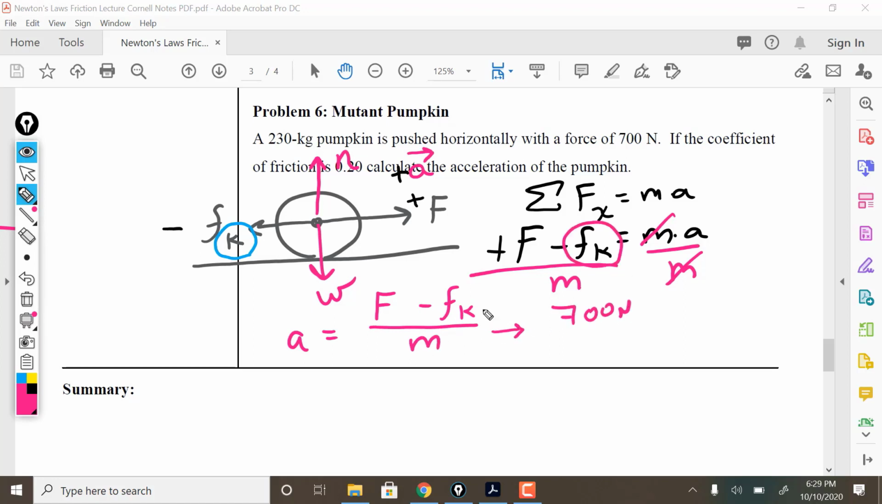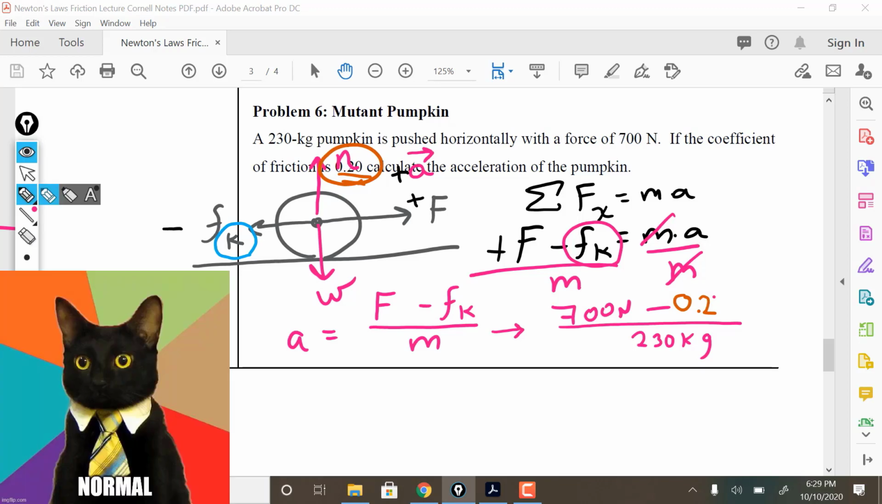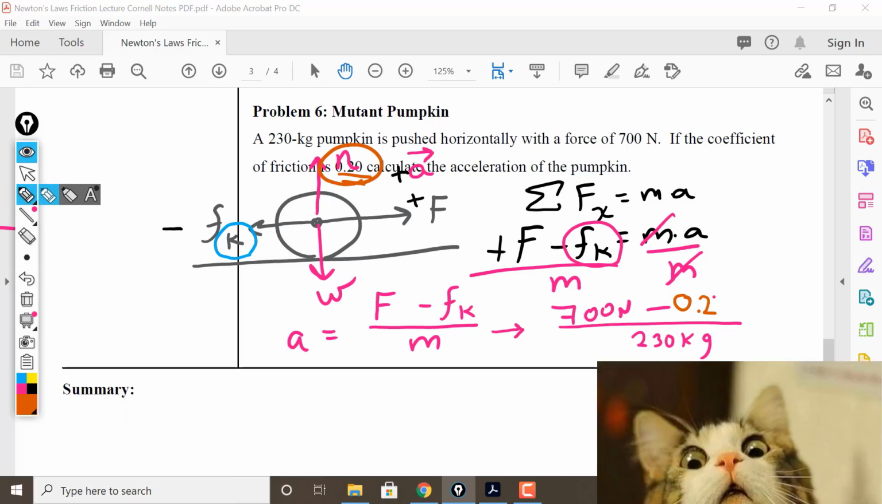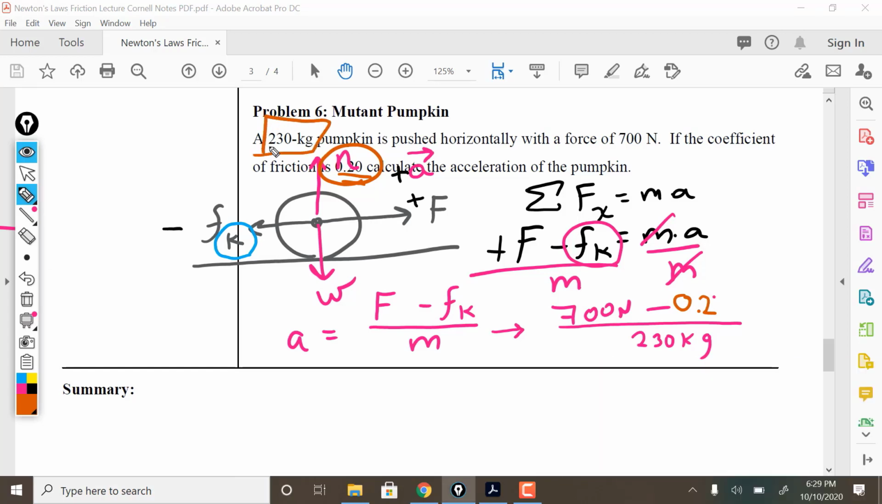They gave us a mu. The mu is 0.2, so I'm going to go ahead and put that in. Right, there's that mu right there, 0.2. What's the normal force going to be in this problem? Just like before, the normal force will be equal to the weight. What is the weight equal to? You know they gave you the mass, right? Recall, the normal force equals the weight.